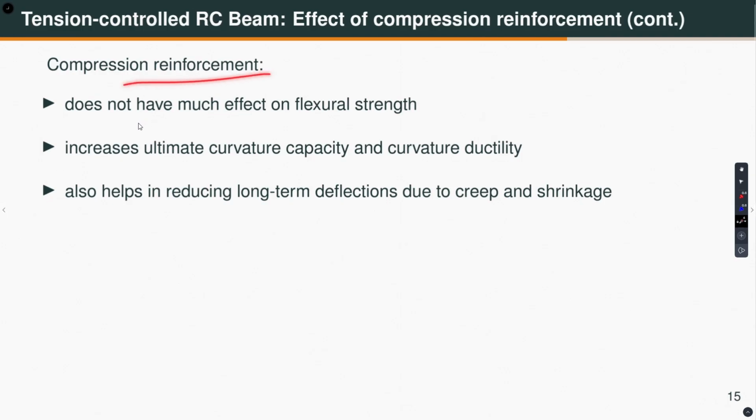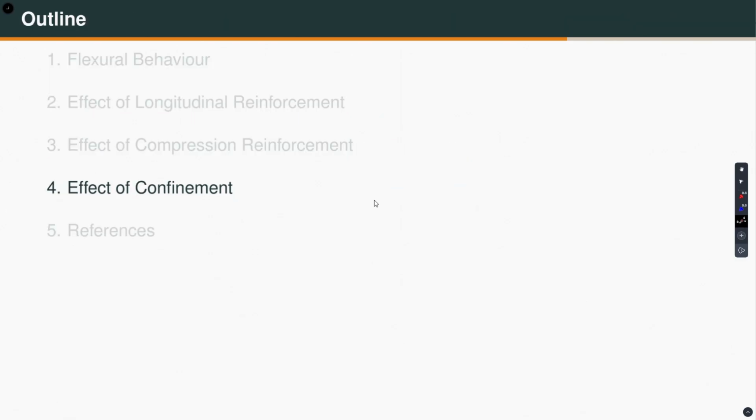Compression reinforcement does not have much effect on flexural strength. Of course, it has some effect from no compression steel to adding some compression steel. But if you keep on adding, it does not change the flexural strength much, but it increases the ultimate curvature and curvature ductility significantly. Also, it helps in reducing long term deflection due to creep and shrinkage, which I am not showing in this particular case. Now, let us talk about the last effect, that is the confinement.